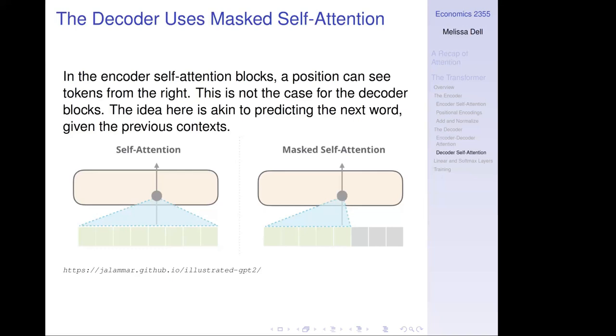Whereas this is not the case for the decoder. For the decoder, when we're training it, we're still going to feed in the full sequence in parallel, but we're not going to let it see subsequent words that are ahead of it in the sequence. And the idea here is akin to predicting the next word, given the previous context. So you see in this figure, with self-attention at a given position, you can attend to everything in the encoder, but in the decoder, it's only letting it attend in training to those previous contexts. And the point of the decoder is to predict what comes next.